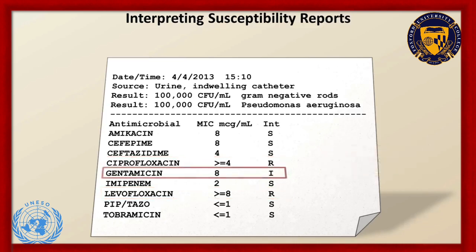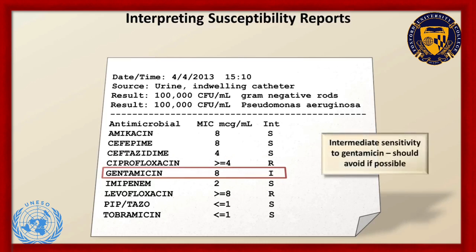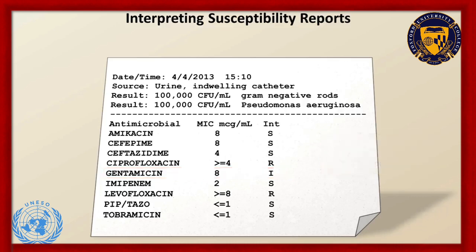We see here that there is an I next to gentamicin. As I said before, a report of intermediate sensitivity to an antibiotic means that antibiotic should generally be avoided if possible. This leaves amikacin, cefepime, ceftazidime, imipenem, piperacillin tazobactam, and tobramycin all as possible antibiotic choices.